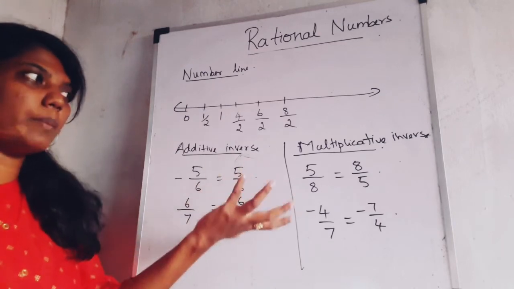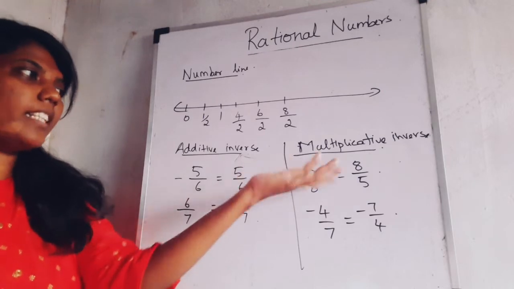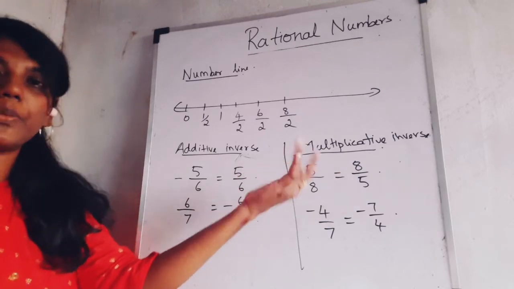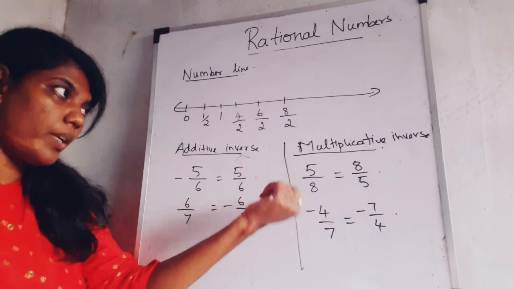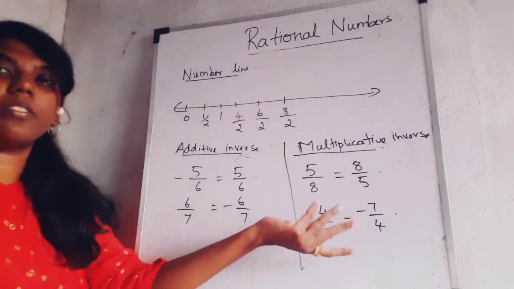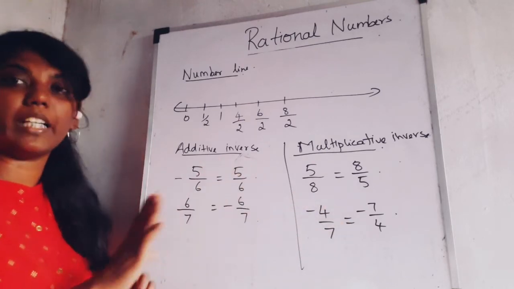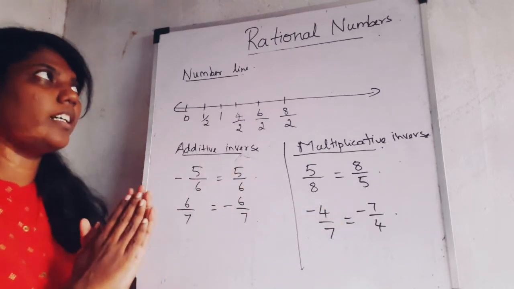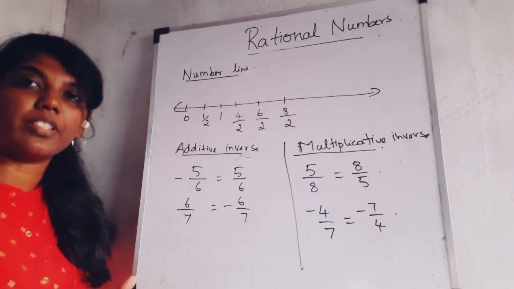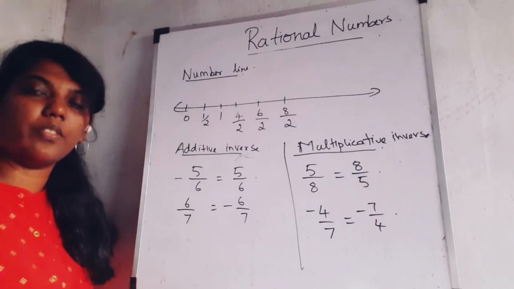Then the next one is the multiplicative inverse. Here we write the reciprocal. If it's 5 by 8, then the reciprocal of 5 by 8 is 8 by 5. That is the multiplicative inverse. And if you have minus 4 by 7, then the reciprocal of this is 7 by 4. So this is how we write the additive inverse and the multiplicative inverse for rational numbers. The properties of rational numbers and how we are going to solve some sums, these are the things we will see later.